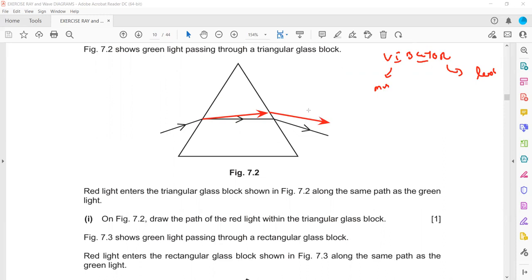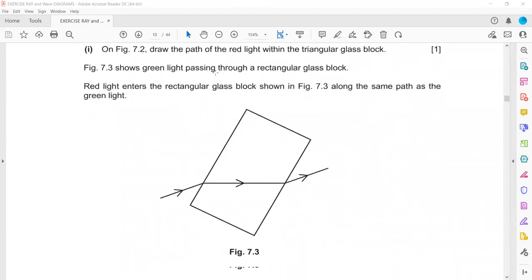So the same path, same trajectory is there, same pattern. Like first it bent towards the normal and then away from the normal, but the bending of red should be least as compared to violet, because violet bends the most as it has the higher frequency, so it changes speed more than red.